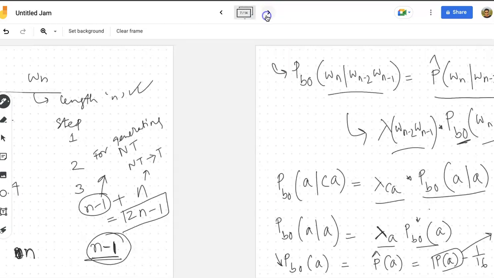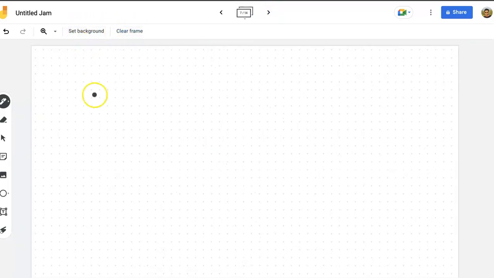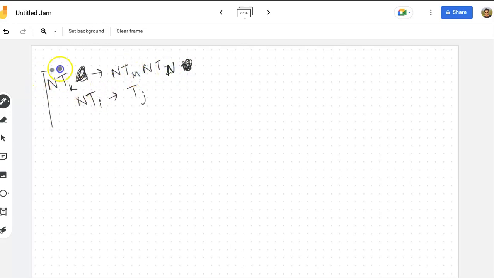So basically, first you have non-terminal rules: non-terminal i to non-terminal 1, non-terminal 2, and maybe from a non-terminal i you can generate a terminal j. So this is the general syntax. I can also replace this: non-terminal k to non-terminal m, non-terminal n. So this is the general syntax of CNF.